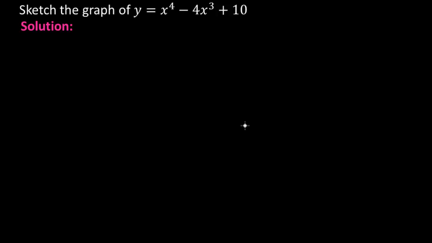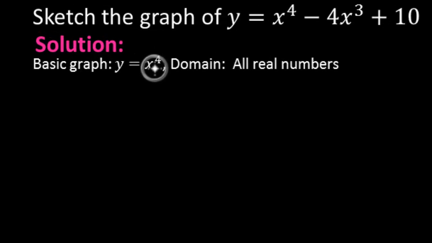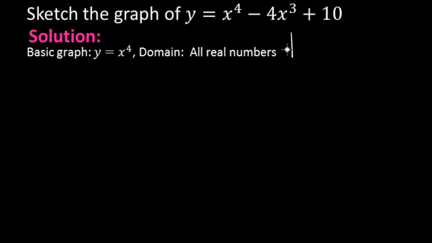Sketch the graph of y equals x to the 4th minus 4x cubed plus 10. Now what you look at is the leading term. If the leading term is x to the 4th, then what is the general shape? The general basic graph would be sort of a quadratic, but it's just flatter at 0 here. So the general shape would look like this, right?